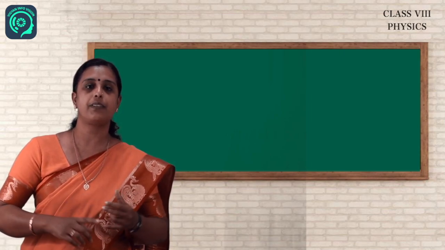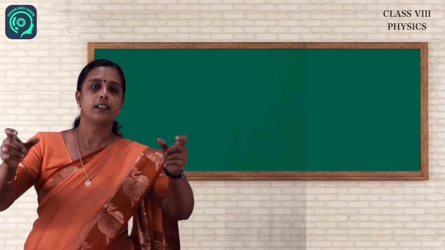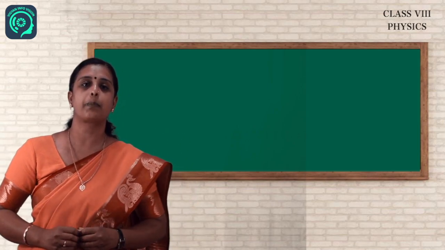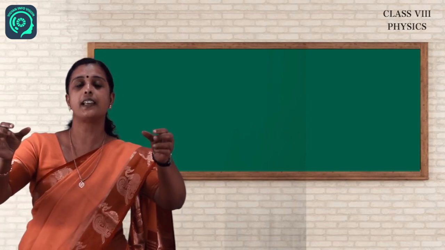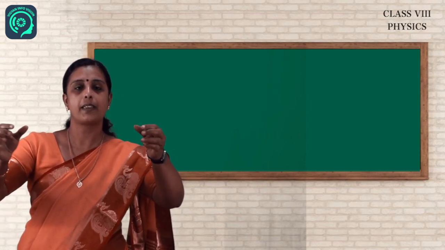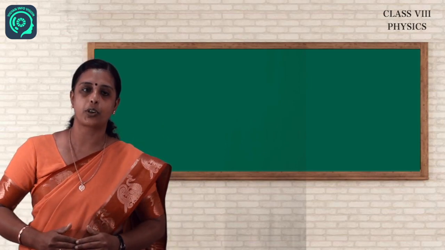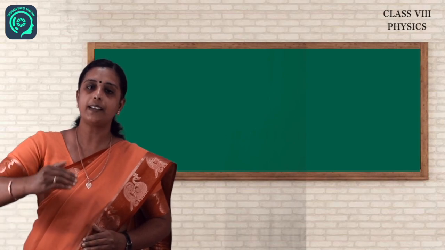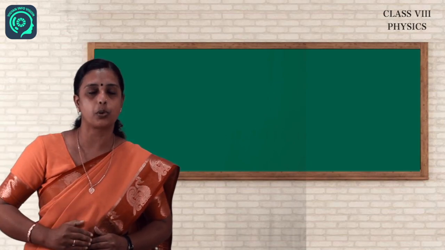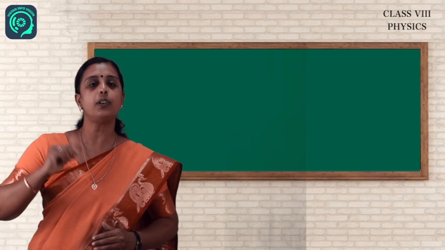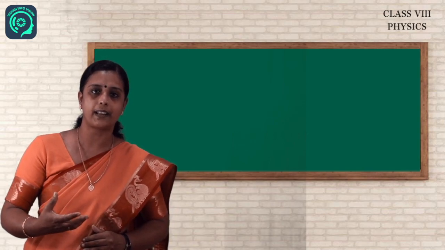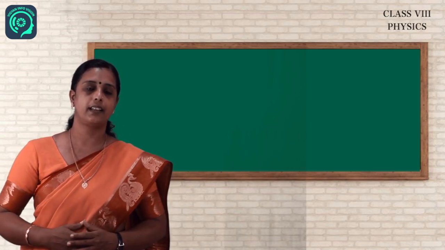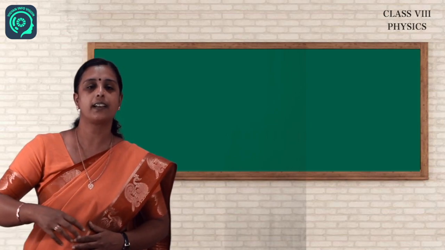In the first activity, we are taking 2 glass tubes. It is given in your textbook. In these 2 glass tubes, at the bottom you tie a rubber balloon. You fill this glass tube with water. When we are filling this glass tube with water, what happens to the balloon? The bulge in the balloon starts increasing. When the level of water increases in the glass tube, the bulge also increases. What do you understand from that? Liquid exerts pressure on the bottom of the container.